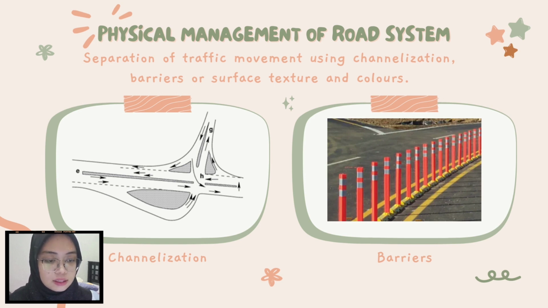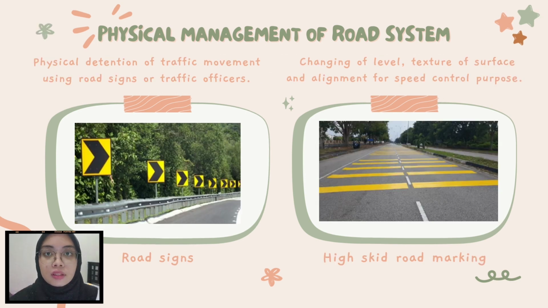So this is the picture of channelization and barrier. This is the next example of physical management of road system. The first one is physical detention of traffic movement using road signs or traffic officers. As you can see, this is one example of a road sign. And the next one is changing of level, texture or surface and alignment for speed control purposes. This is the picture of high skid road marking to prevent vehicles from speeding.